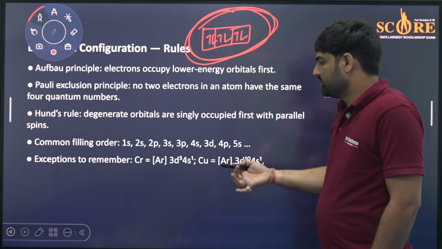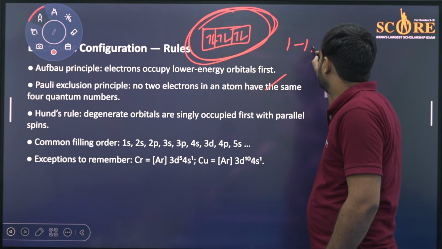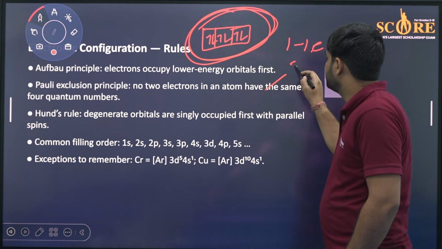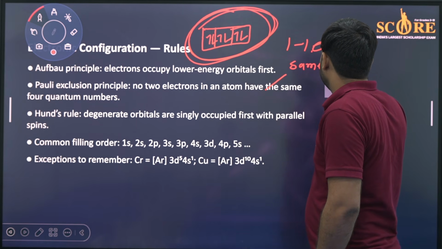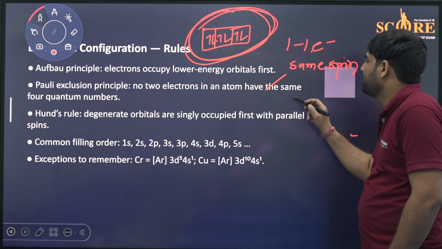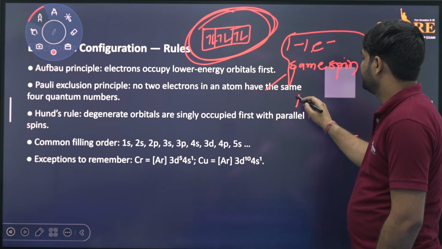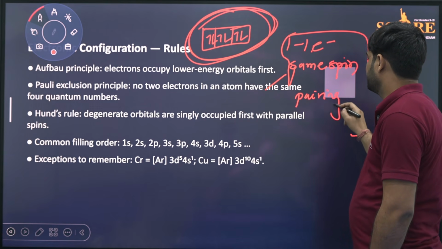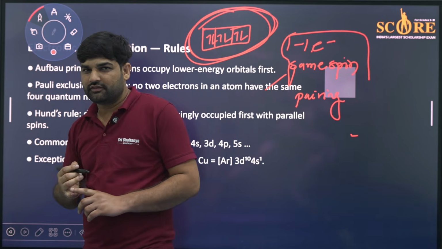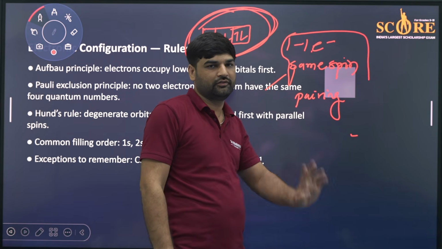So in short, I can say this can be a trick. You have to fill one electron with the same spin. After that, you have to start pairing. So there are three fundamental points for Hund's rule: we have to fill one electron with the same spin, and after that you have to do pairing.